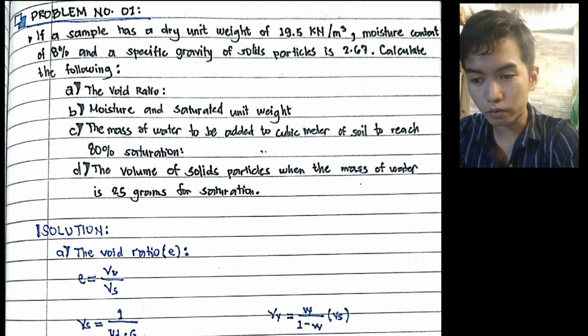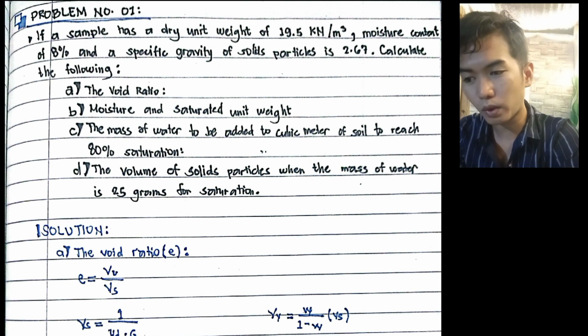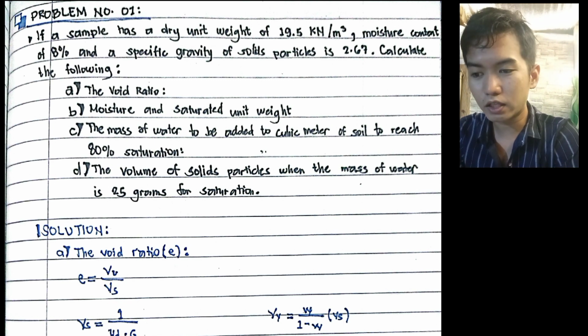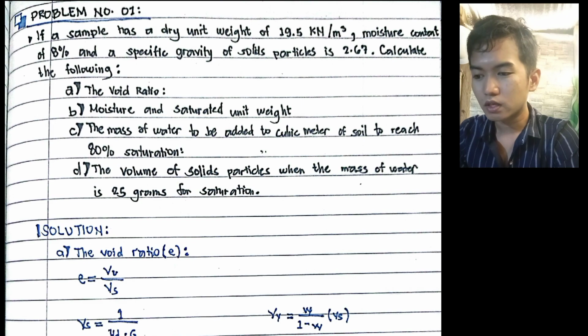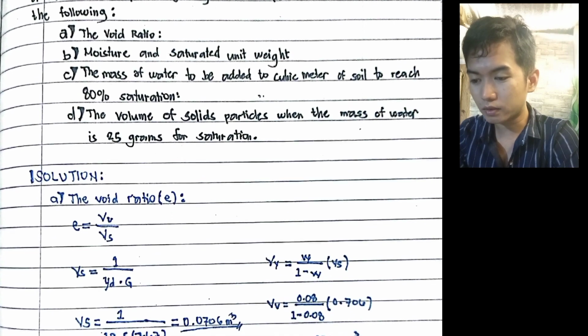A. The void ratio. B. Moisture and saturated unit weight. C. The mass of water to be added to a cubic meter of soil to reach 80% saturation. D. The volume of solid particles when the mass of water is 25 grams for saturation. So, let's start with part A.